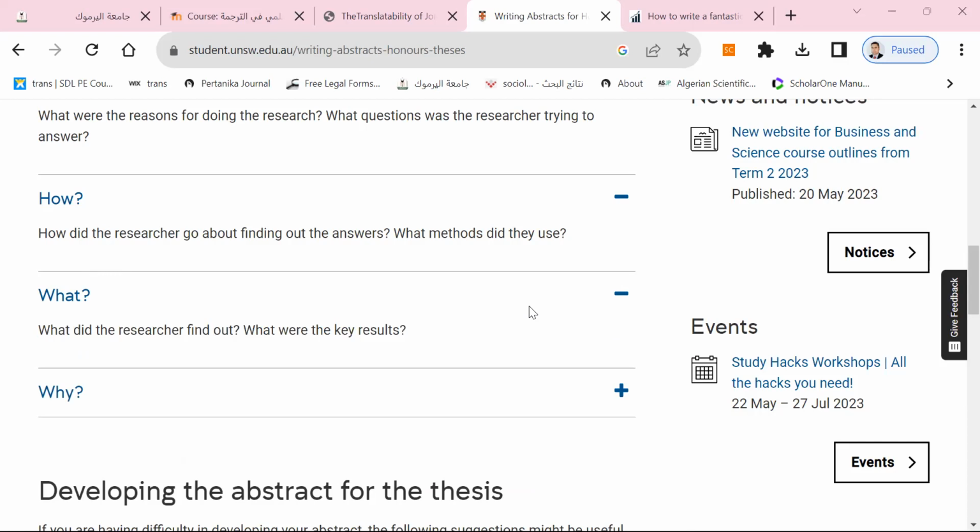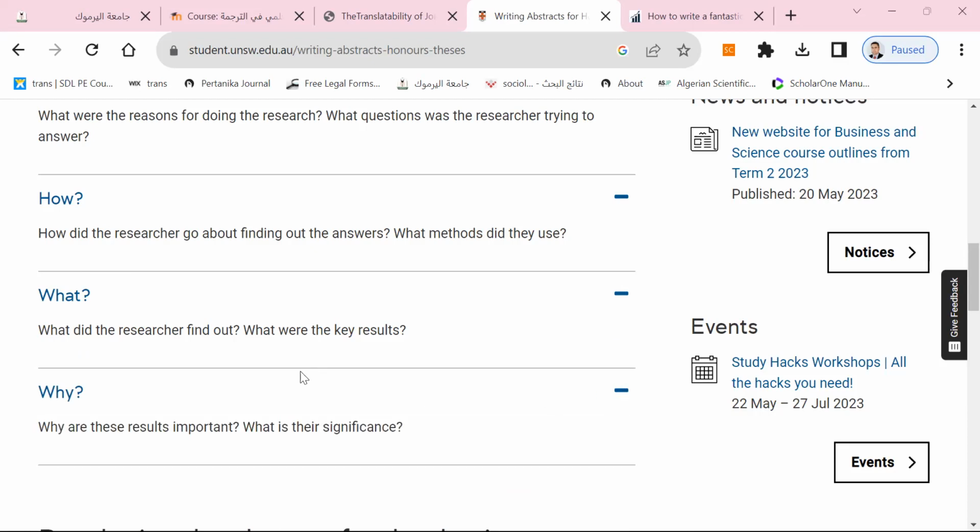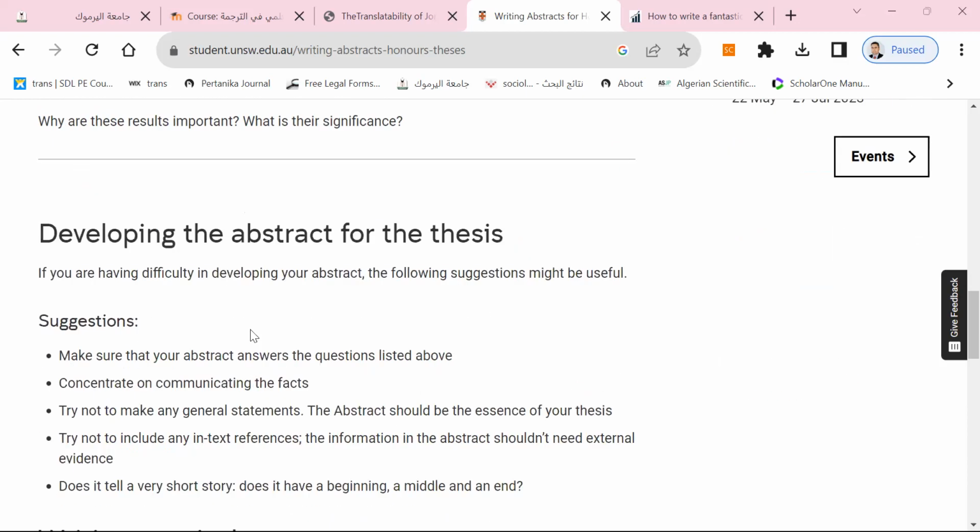What did the researcher find out? What were the key results? The major conclusion that you have reached in your study. And finally, why are these results important? What is their significance? You should state a sentence telling us about the significance of your results and why these results are important. Now, developing the abstract for the thesis, there are some suggestions here. First of all, make sure that your abstract answers the questions listed above.